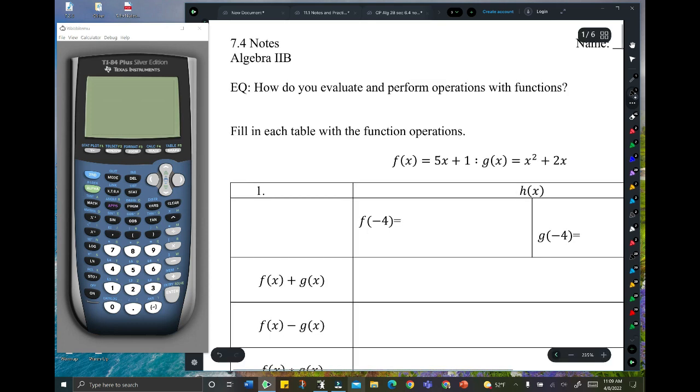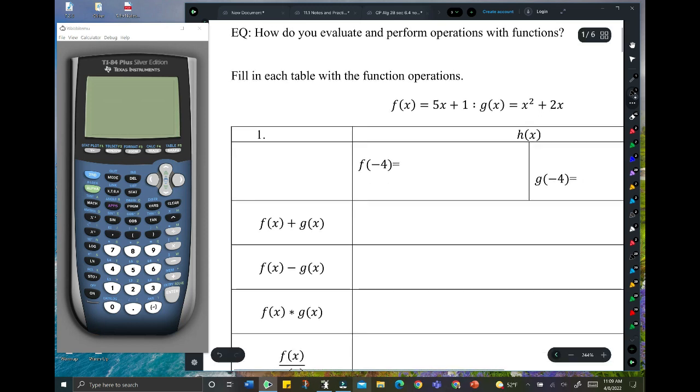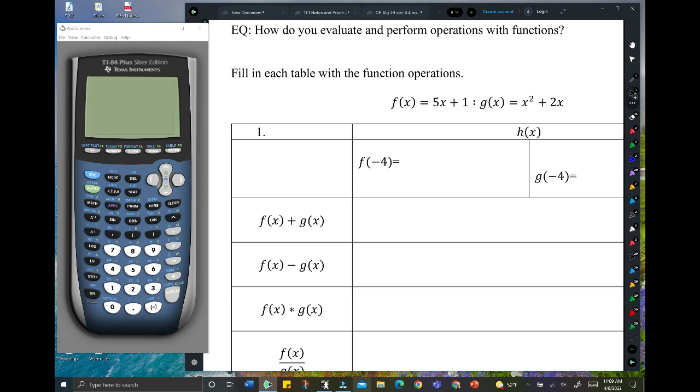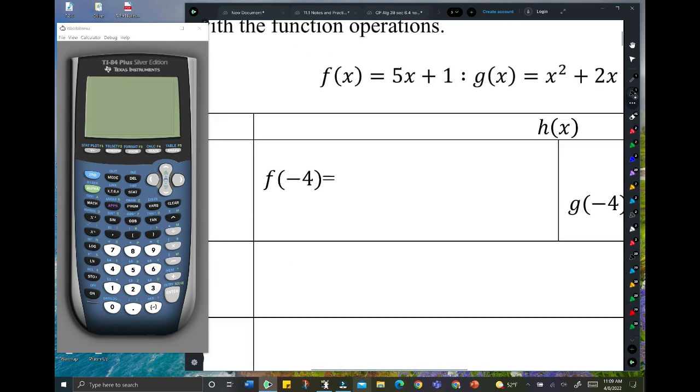Hello there, Cougar Academy Algebra 2B, and welcome to how do you evaluate and perform operations with functions? This is Algebra 2B, that's 7.4 in our notes here. So, filling the table with the function operations. We're going to look at a few different things here, remembering first how to simply evaluate functions.